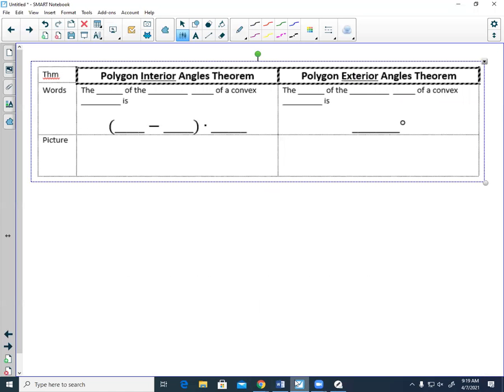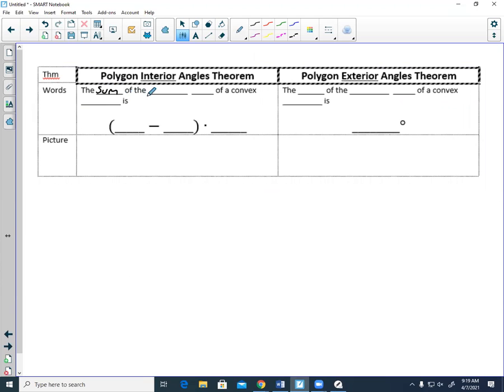All right, so the polygon interior angles theorem. So this is what we just talked about, the degrees inside of a triangle. The sum of the interior angles of a convex polygon is n minus 2 times 180.